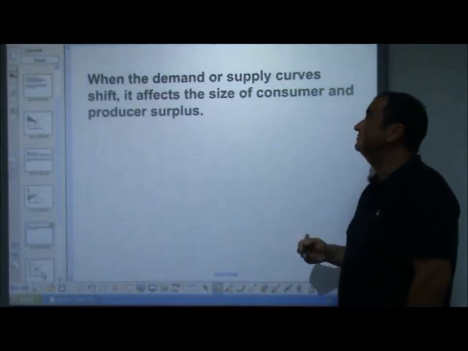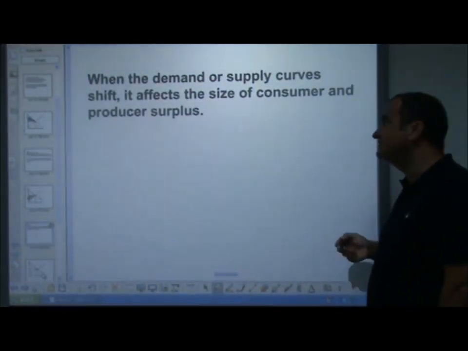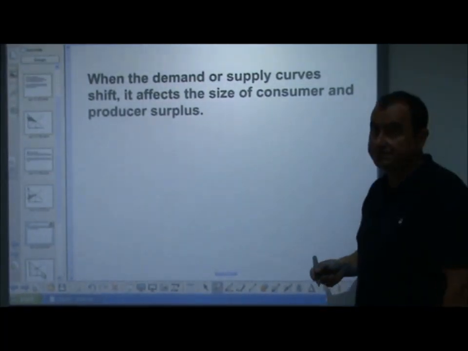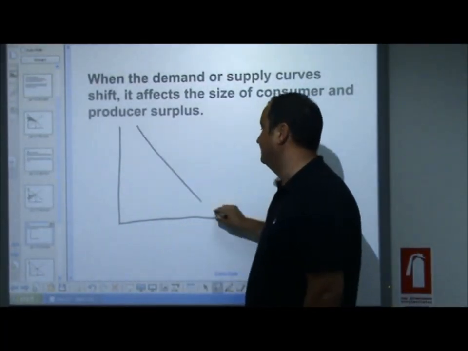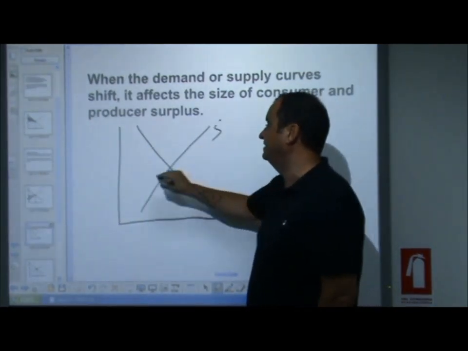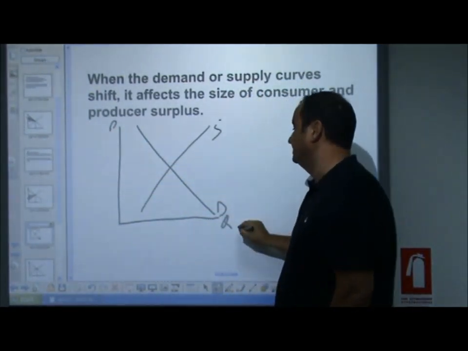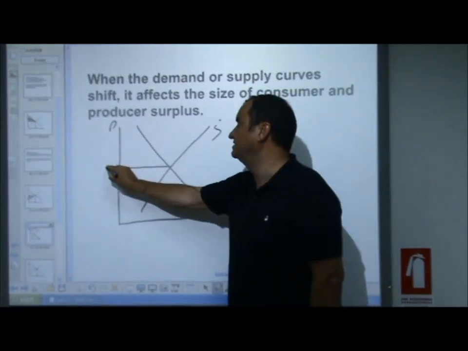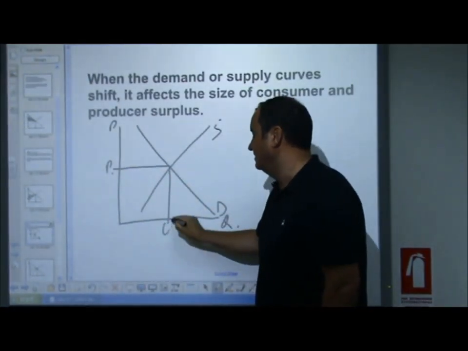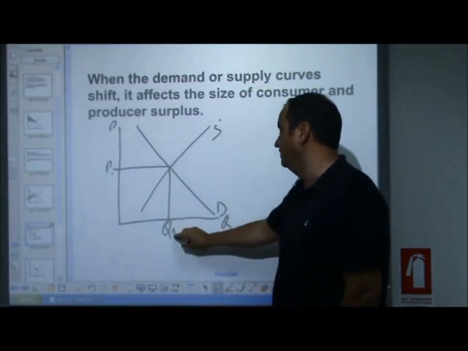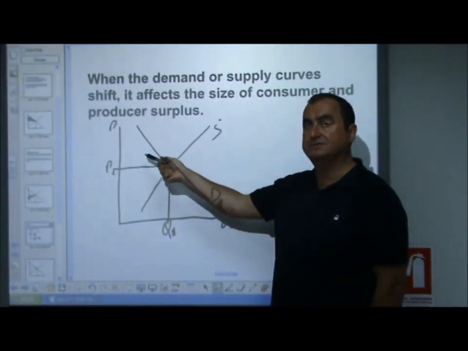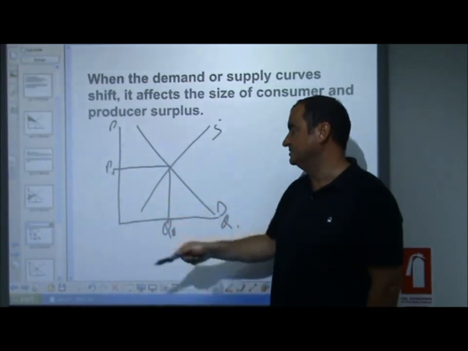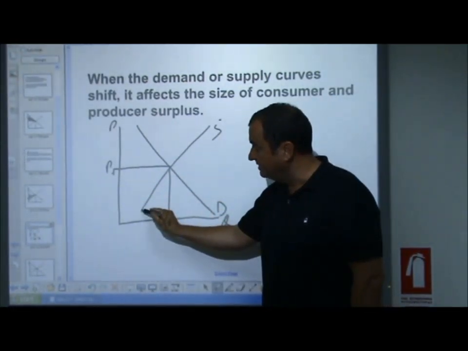Now, when demand or supply curves shift, it affects the size of consumer and producer surplus. Let's have a look. Here's a market. There's the demand curve. There's the supply curve, price, quantity. And we have an equilibrium price of P1 and an equilibrium quantity of Q1. So, at the moment, here is the consumer surplus. Here is the producer surplus.